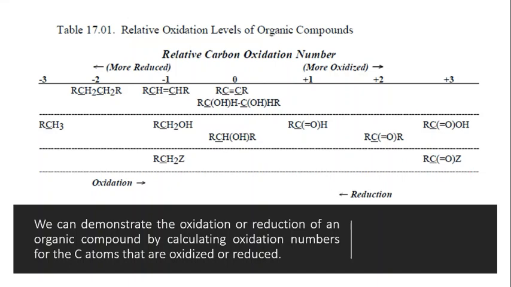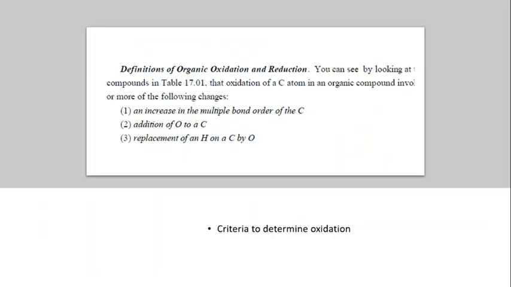The question arises: what is the criteria for oxidation? So you should look for these three steps, whether they have occurred or not. If they are fulfilling this criteria, it means that oxidation has occurred. Number one, just look for the increase of the multiple bonds. For instance, going from the double bond towards the triple bond means that this is oxidation, right? So an increase in the multiple bond order of the carbon means there is an oxidation.